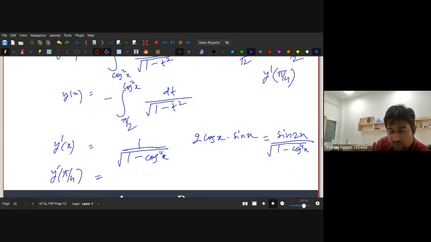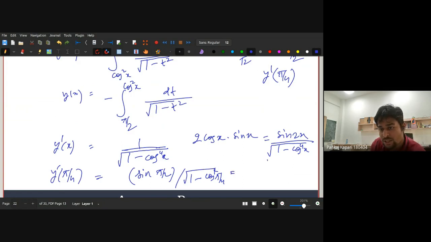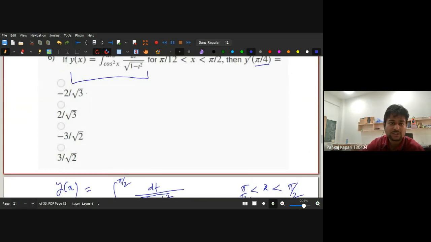At pi by 4, that means we just substitute the value pi by 4 in this expression. So this is just sin pi by 2 divided by the square root of 1 minus cos pi by 4 to the fourth power. Sin pi by 2 is just 1, and cos pi by 4 is just 1 by root 2. If you take the fourth power, you get 1 by 4. So 1 minus 1 by 4 is 3 by 4, and if you take the square root, you get 2 by root 3. So the second option is correct here.